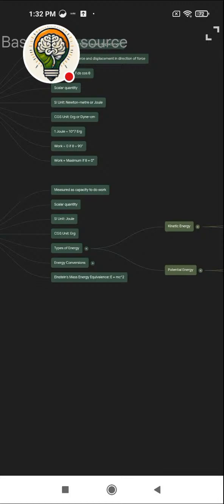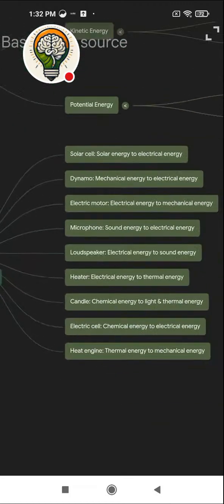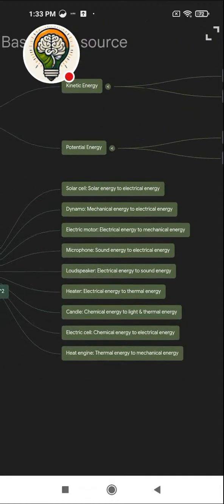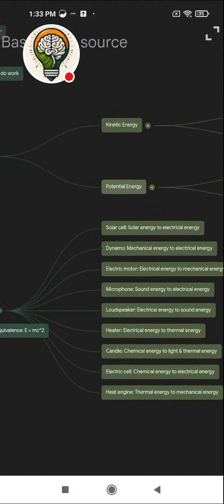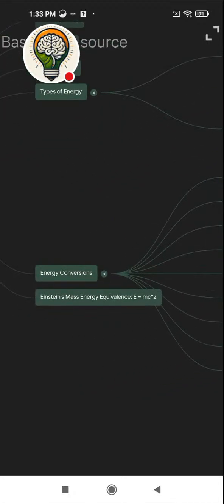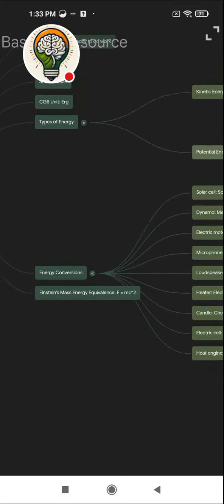Then energy conversion. Solar cell: solar energy to electric energy. Dynamo: mechanical energy to electric energy. Electric motor: electric to mechanical. Microphone: sound to electrical. Loudspeaker: electric to sound. Heater: electric to thermal. Candle: chemical to light and thermal. Electric cell: chemical to electric. Heat engine: thermal to mechanical. A simple engine converts chemical energy into mechanical or electrical energy. The Einstein mass energy equation: E equals mc square.